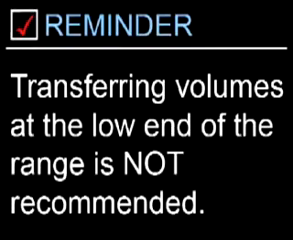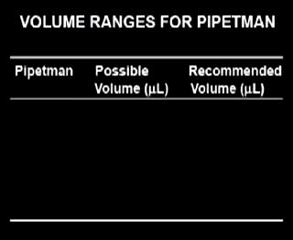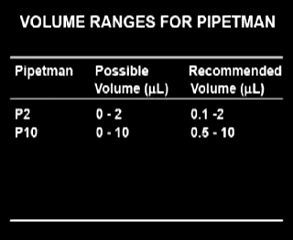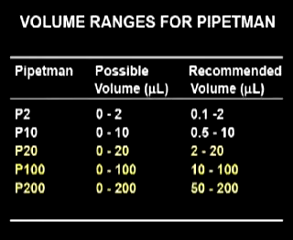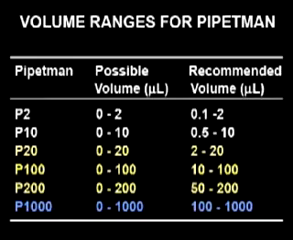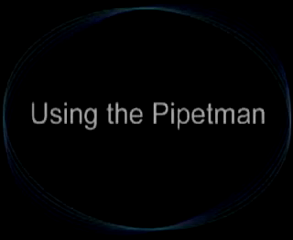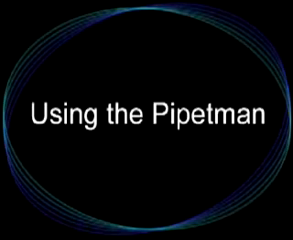However, transferring volumes at the low end of the range is not recommended because the standard deviation is too high to ensure precision. Thus, the minimum amount of liquid that can be transferred in microliters is 0.1 for the P2, 0.5 for the P10, 2 for the P20, 10 for the P100, 50 for the P200, and 100 microliters for the P1000. Now that we've covered what an automatic pipette is and how it works, we'll take a detailed look into how the PipetteMan is used in the laboratory.